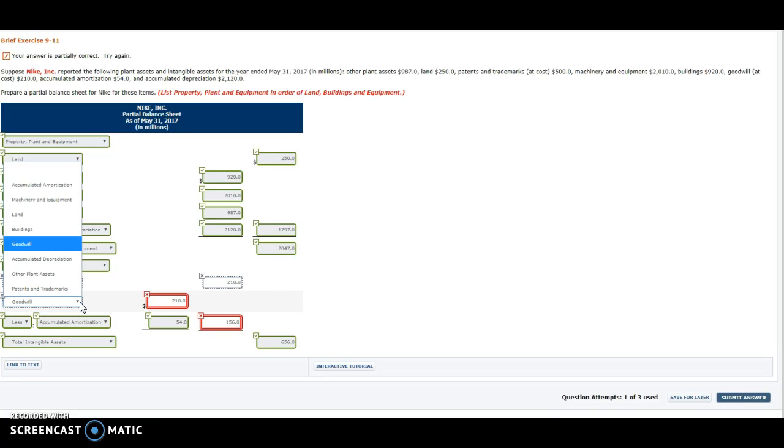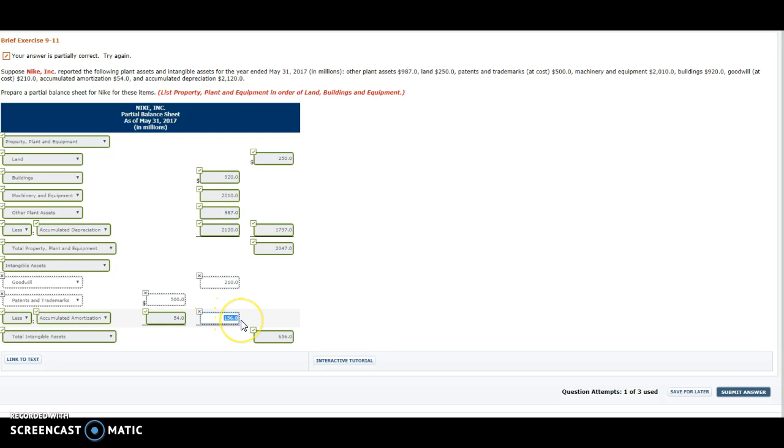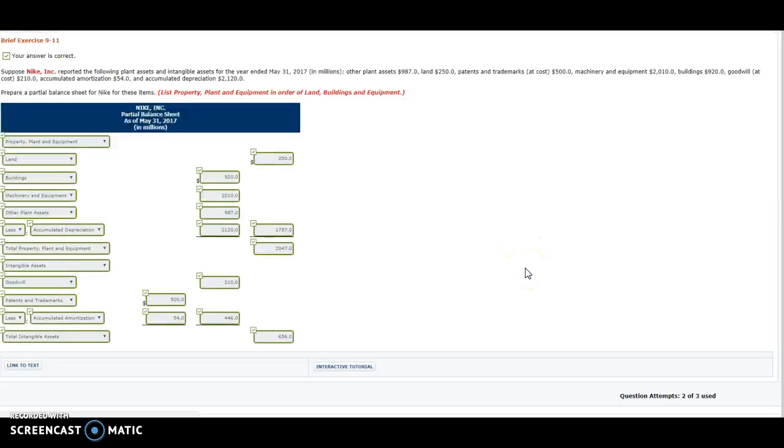So then what would go here would be the patent and the trademarks, which was 500. And then I just took the 500 million less the 54 million of accumulated amortization, and that is 446 million. And then if I add the 210 million from goodwill and the 446 million from the patents and trademarks less the accumulated amortization, then we get the 656 million. So I'll go ahead and submit my answers and see if that's where I went wrong.